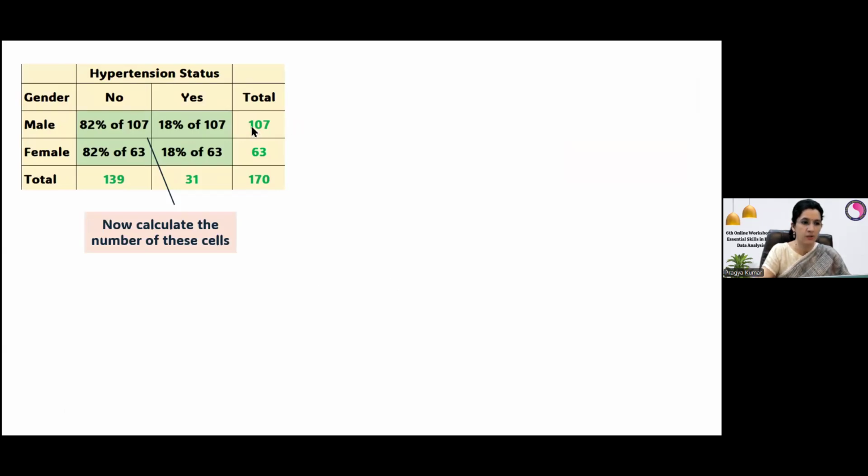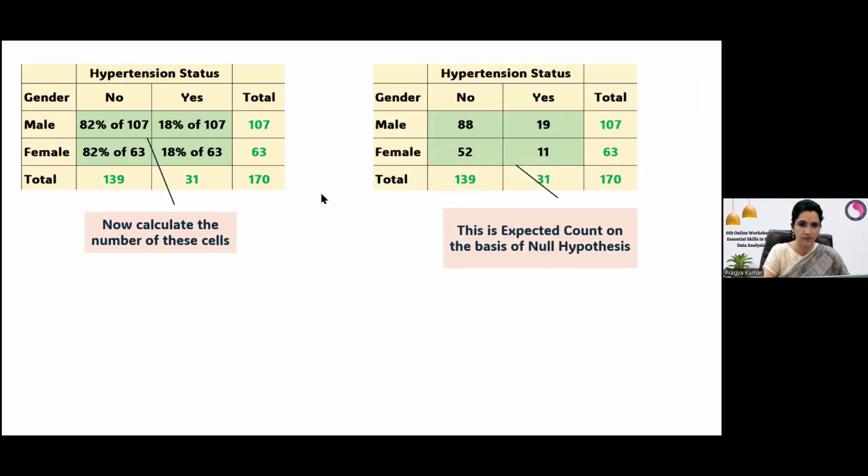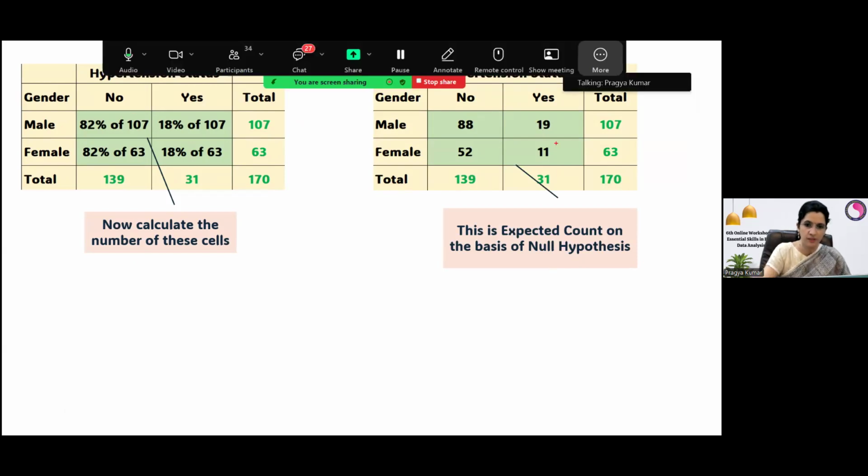Okay, now it is okay. 107, male and female. So yes, 19, it is right. 19, what you said now. 107, they were male like this, 19. Okay. So this is your expected count.